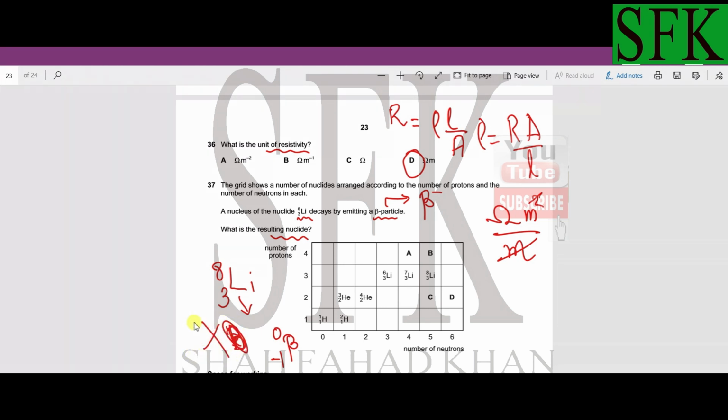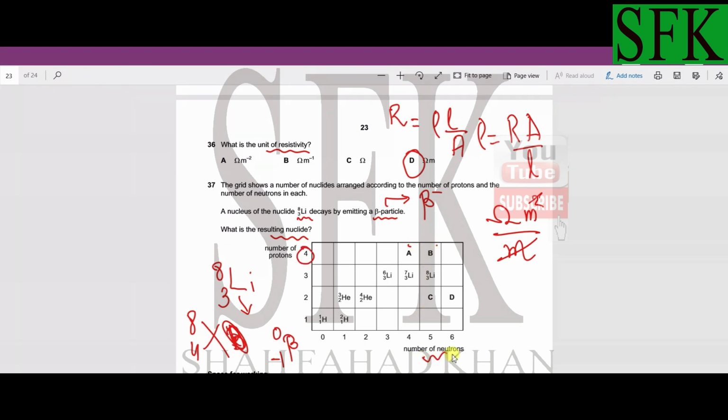This resultant will not have any change in its nucleon number. And what about its proton number? The proton number will increase by 1 unit. So what is the resultant nuclide? It is 8 and 4, and this is the nuclide that we should get. So what option could be correct? The number of protons must be 4. Yes, it can be either A or B.